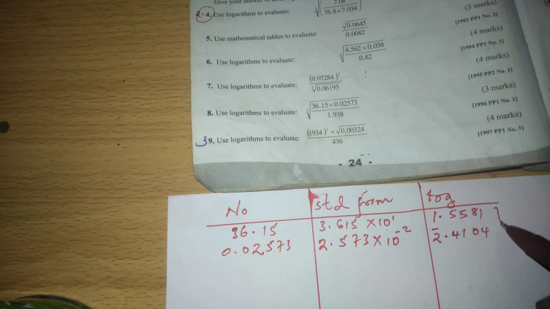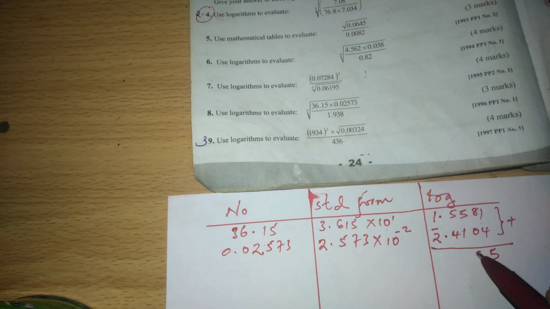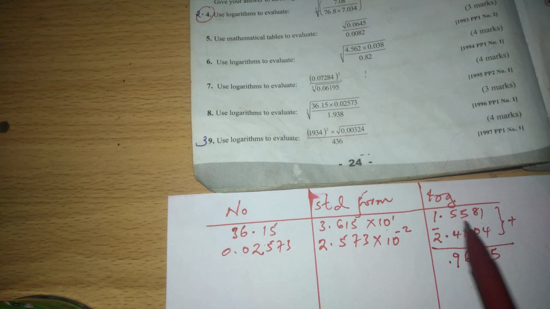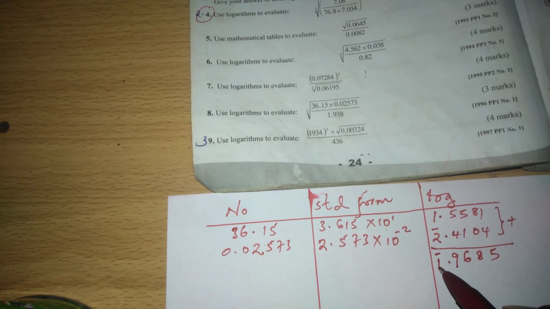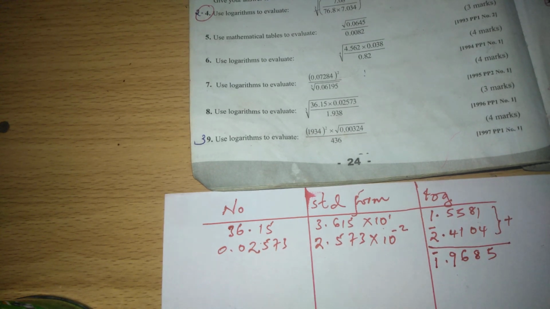Now, because 36.15 and 0.02573 are being multiplied according to the question, then we add their logarithms. So we add their logarithms, and this one is going to give us 0.9685. We have 1 minus 2. So we're going to have bar 1, like that.